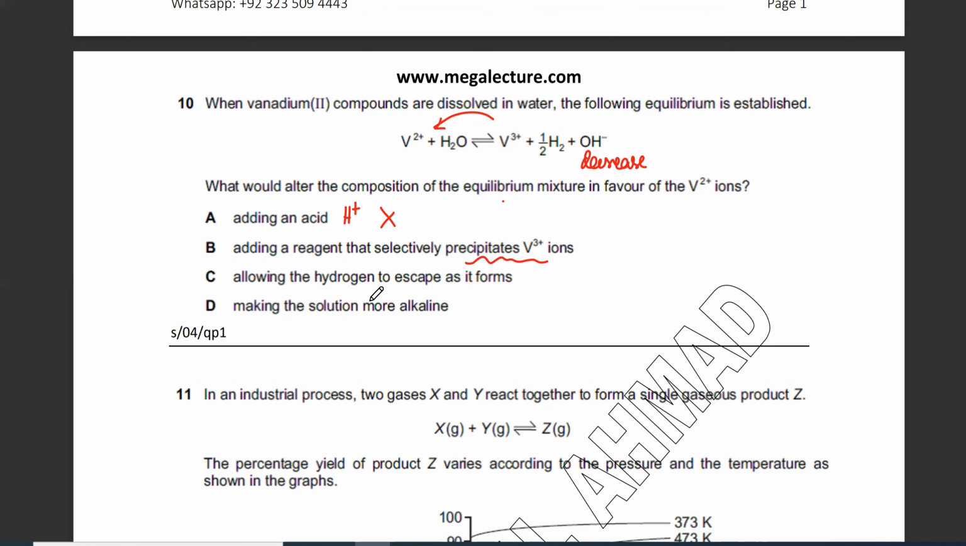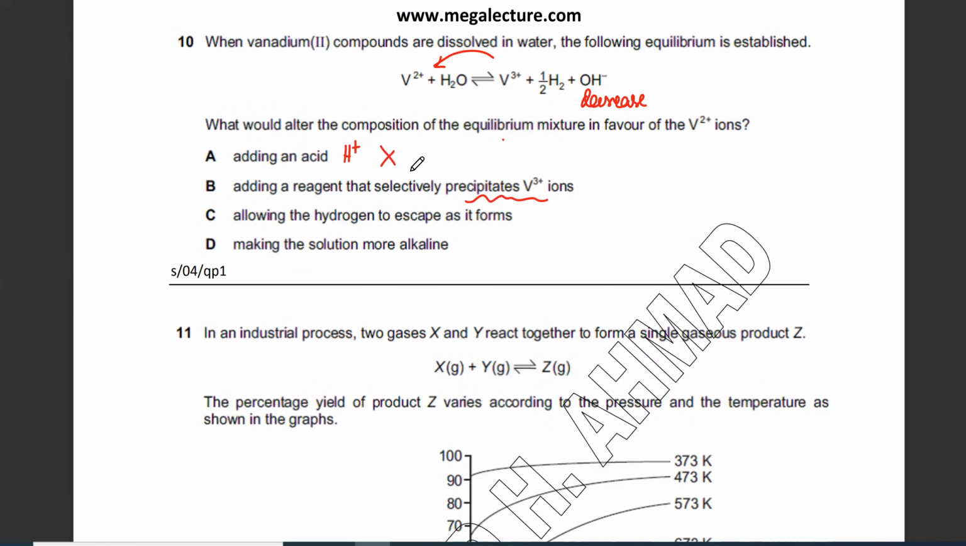As the last one is correct, it's making the solution more alkaline. That means you add more OH- ions. If you add more OH- ions, it's going to try and decrease the OH- ions, and it's going to shift in the backward direction. Is that clear? Yes.